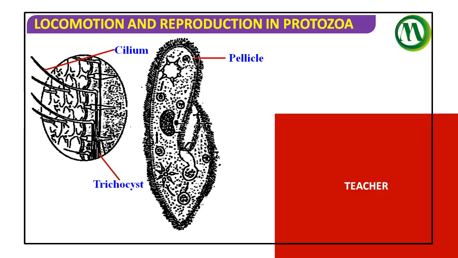Here, the body is covered by the pellicle. Then you can see the contractile vacuole there. One is on the anterior side, which we call the anterior contractile vacuole. Some radiating canals are present here, which don't matter for us. Then here are the cilia and the oral groove. The oral groove opens into the cytostome, then into the cytopharynx.